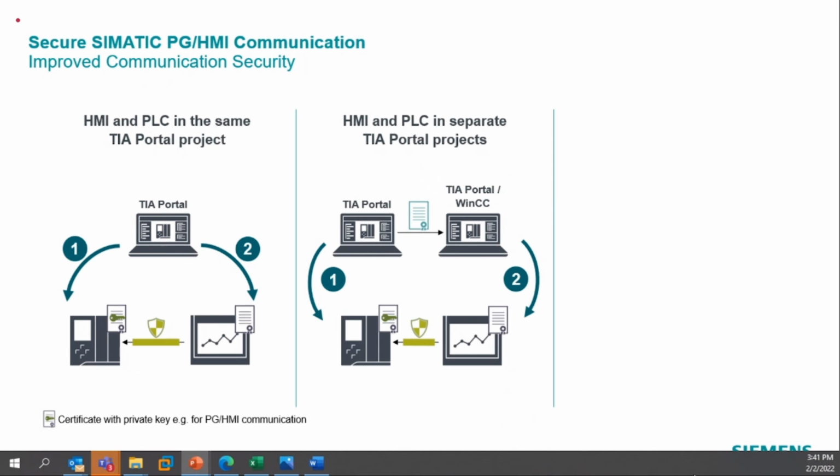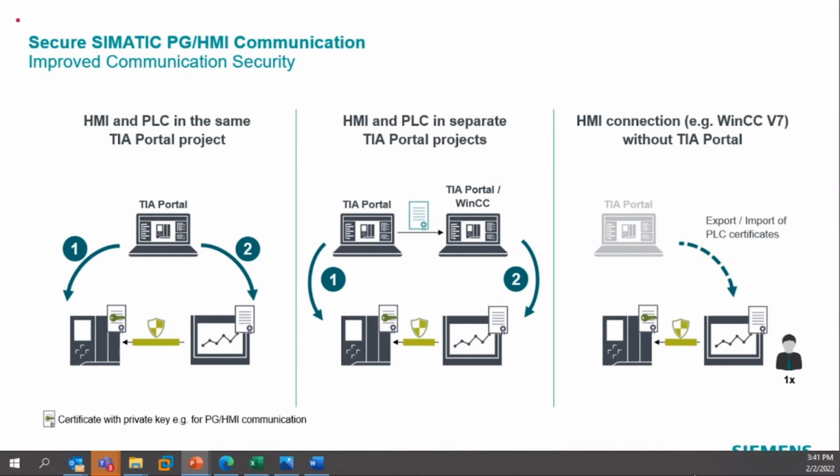If the SIMATIC controller and HMI are not in the same project, the certificate must be exported from the controller project and imported into the TIA Portal project alongside the HMI configuration. Then it will be downloaded to the HMI together with the configuration data. If now the HMI is configured with another software than TIA Portal, it is possible to export the certificate from TIA Portal and manually import it on the HMI. This must be done once only.